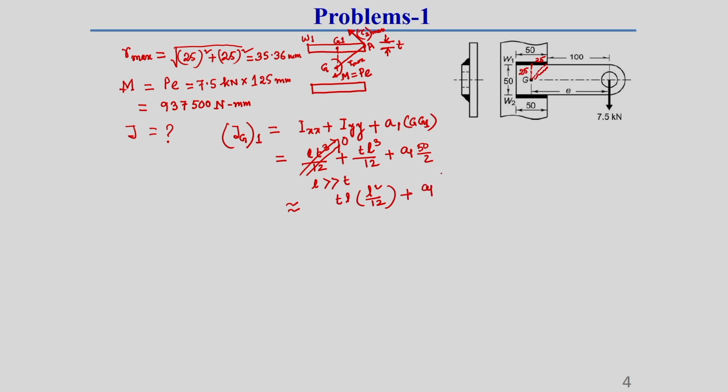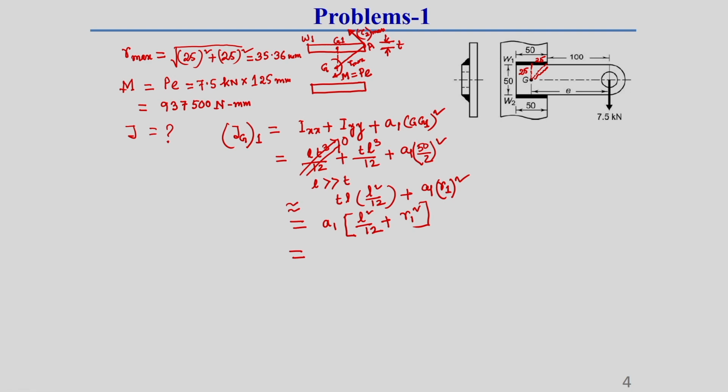plus A1 into, sorry, this G1 square. Let this distance from Gg1 I am representing in terms of R1. Okay. So, this will be your R1 square. So, we can write T into L, we know that this is your weld area, let T into L be the weld area A1. So, A1 I am taking common, L square by 12 plus R1 square. So, everything is known to us except T.